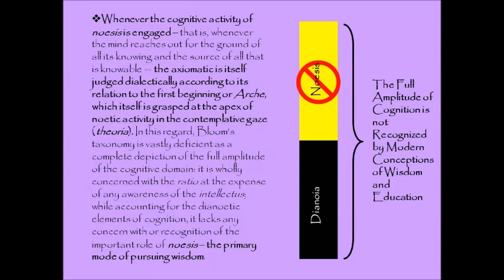Whenever the cognitive activity of noesis is engaged, whenever the mind reaches out for the ground of all its knowing and the source of all that's knowable, right? So, you and I, we love beauty. We see something beautiful. We see a beautiful child playing in a park. It just stirs our hearts and we smile. We're smiling like idiots, right? We see the child and we think, oh my God, beauty, such goodness. And something in us leaps, something in us leaps out.